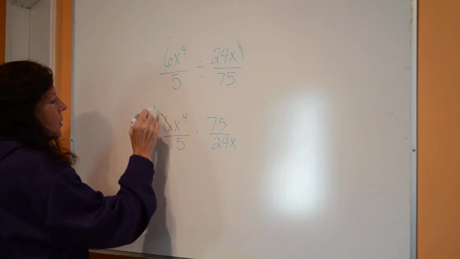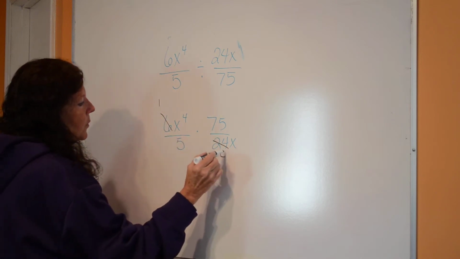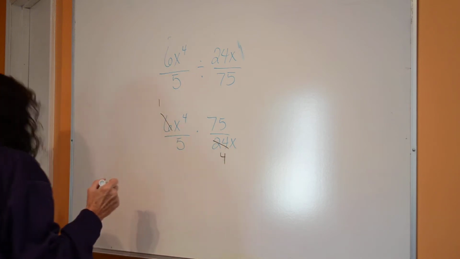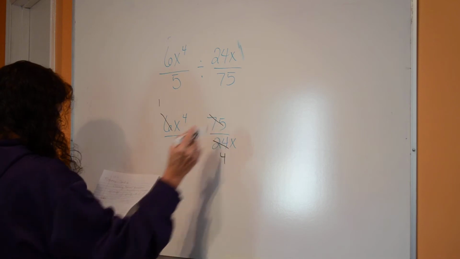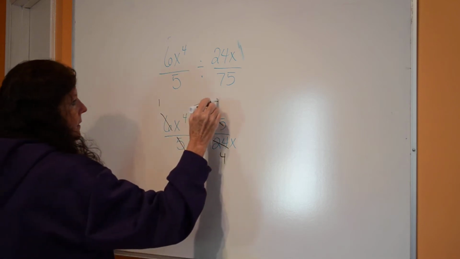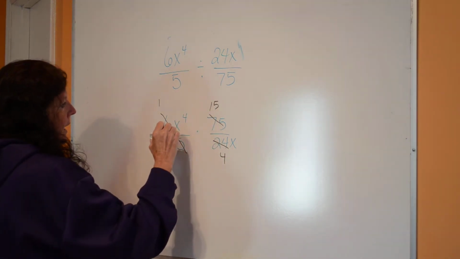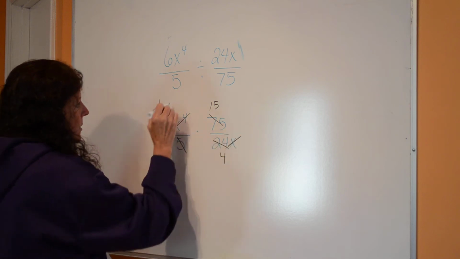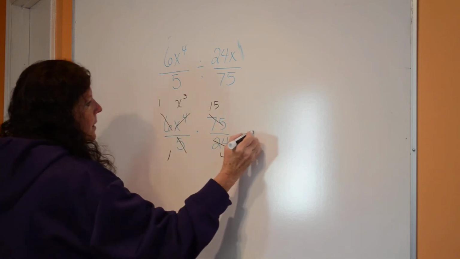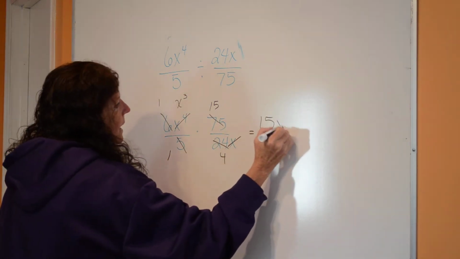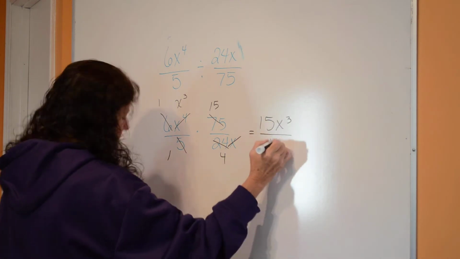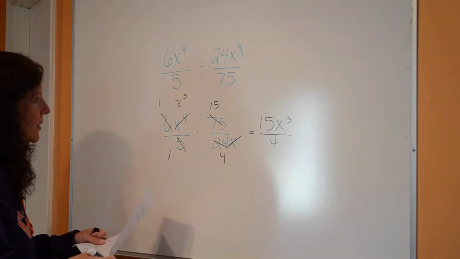6 and 24 reduces down to 1 and 4. 5 and 75 reduce down to 15 and 1, and then I have an x to the 4th and an x, so I have an x to the 3rd on the top. So I have 15 x to the 3rd over 4. That should be your answer.